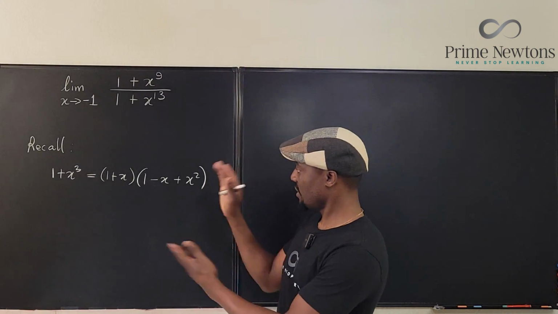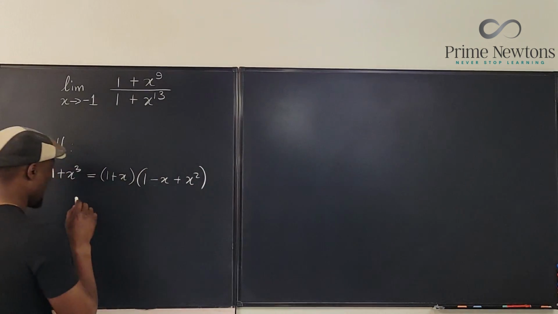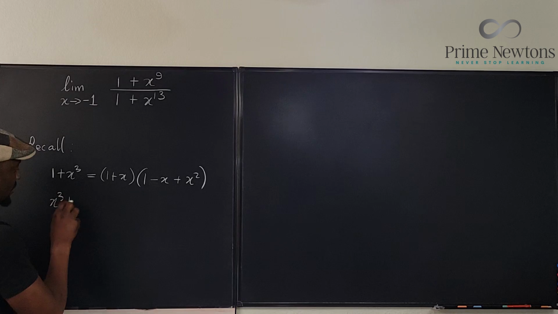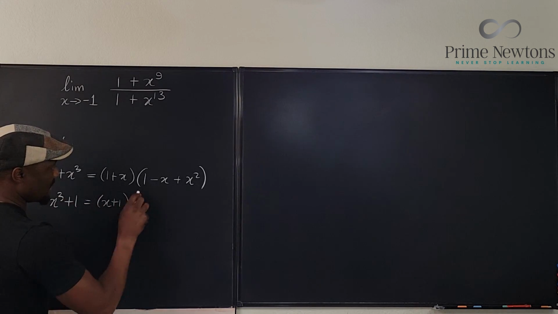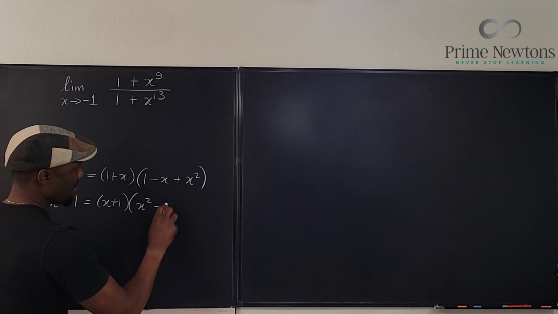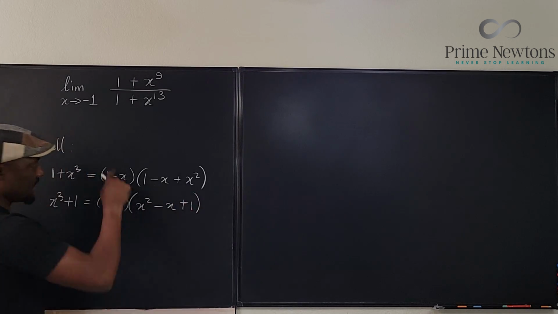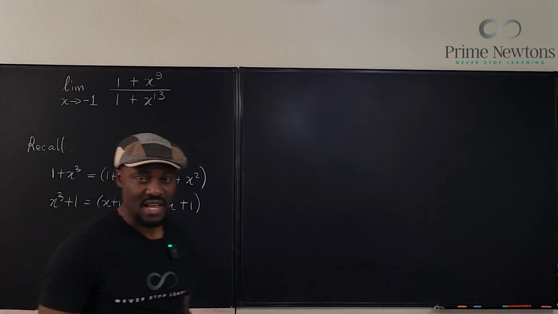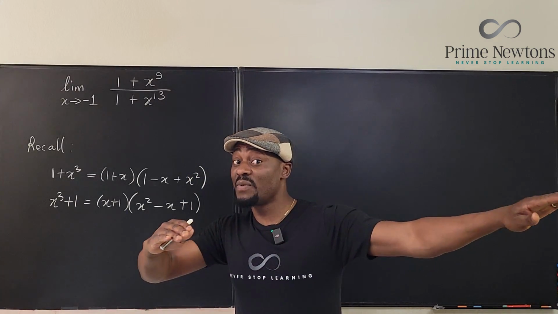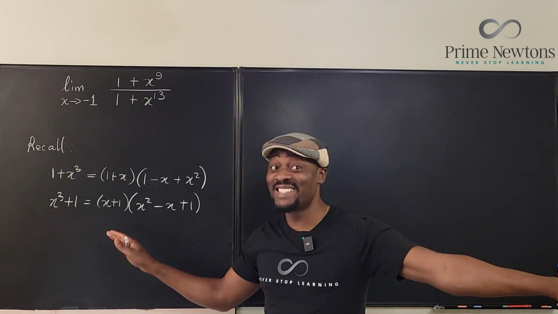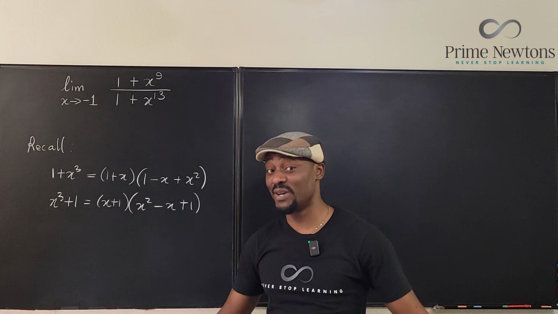And you can switch it, or you can write it this way: x cubed plus 1 equals x plus 1 times x squared minus x plus 1. The top and the bottom are exactly the same thing. Now, if you observe a pattern, you can build it up forever. I actually worked on this and I saw that it always works.